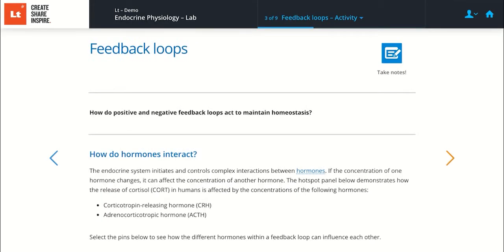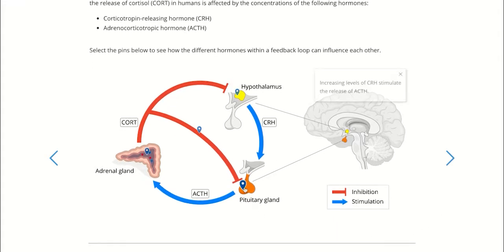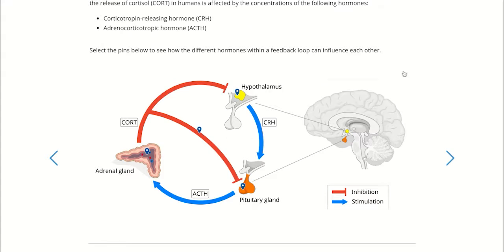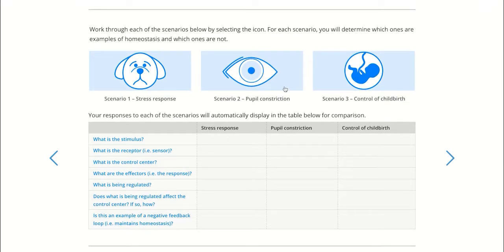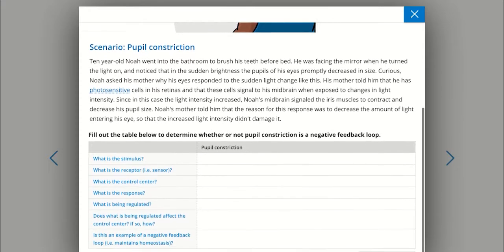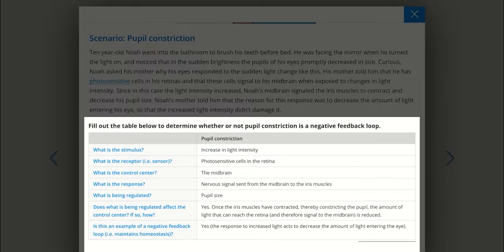Clear, interactive diagrams help students visualize feedback loops that occur within our bodies and better understand how the concentration of these various hormones can either stimulate or inhibit activity. Students are guided through a series of common scenarios, asked to identify the key components of each biological response, and differentiate between negative and positive feedback loops.